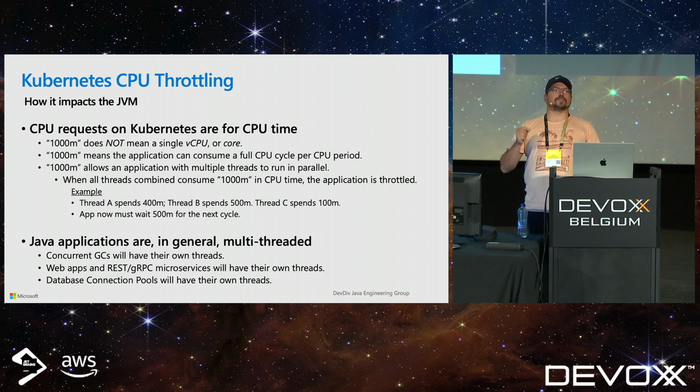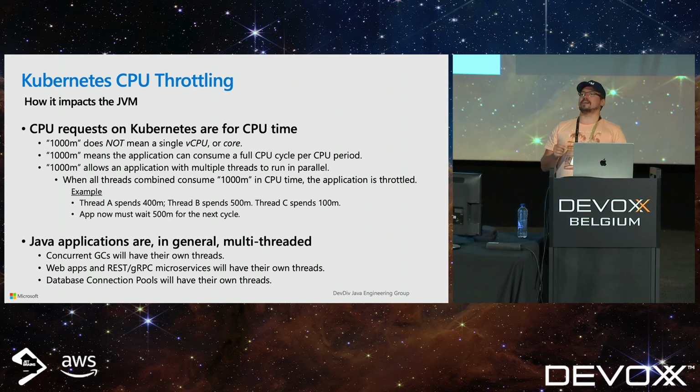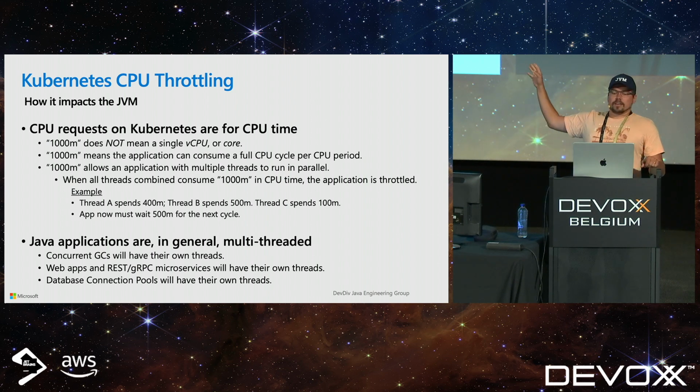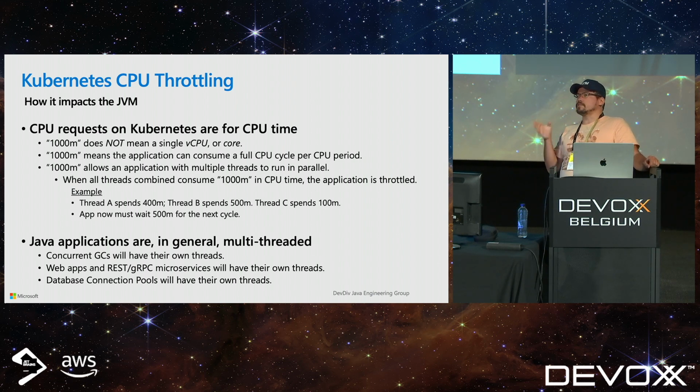But what happens when you run two threads at the same time? They will consume the CPU time in half the time. Okay? 1,000 millicore means the application can consume a full CPU cycle per CPU period. 1,000 millicore allows an application with multiple threads to run in parallel. You still can run an application with multiple threads, even if the limit is 1,000 millicore.